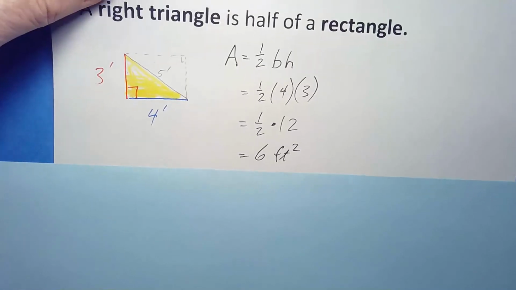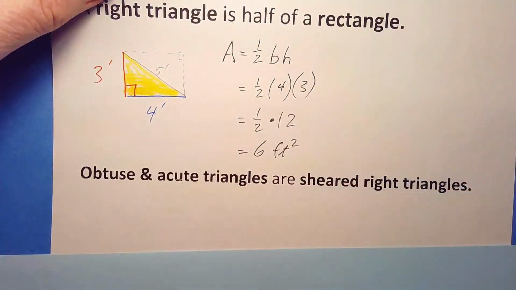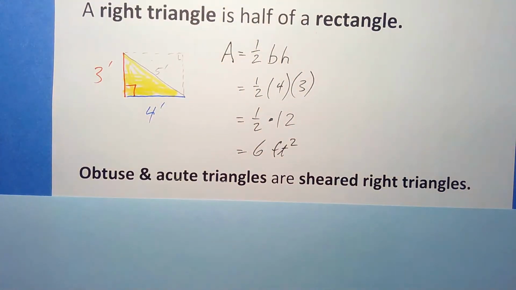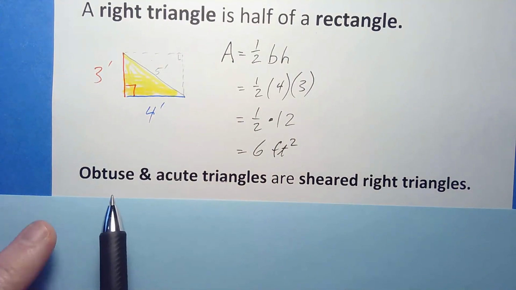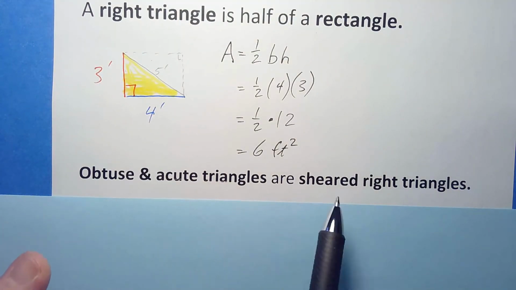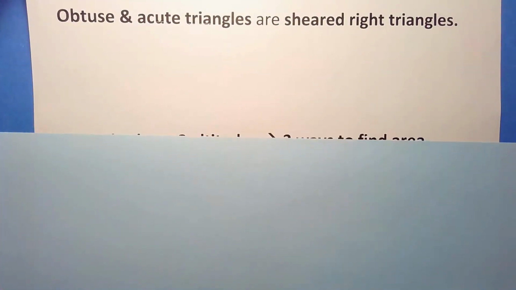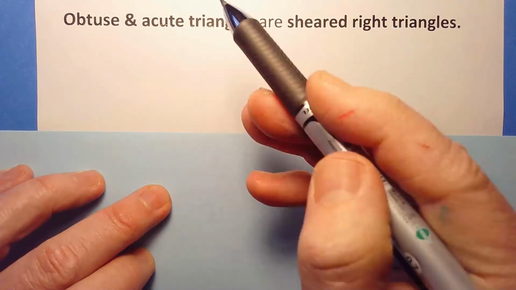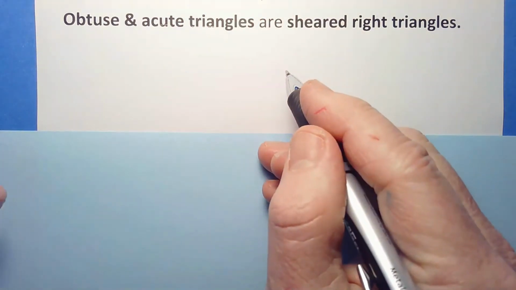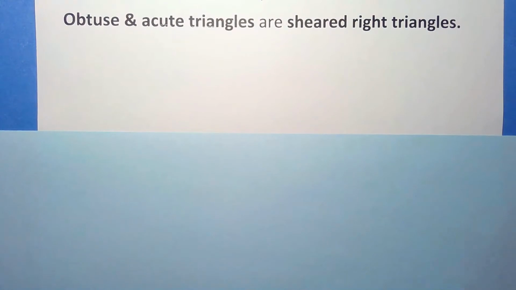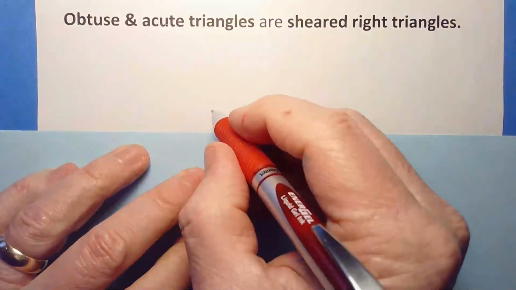Okay. Well, great. But not all triangles are right triangles, are they? Okay. So now let's use the same trick we did with parallelograms and realize that obtuse and acute triangles are sheared right triangles. Okay. So let's draw that picture. Let's do the same thing we did with parallelograms. So I'm going to put a right triangle here in the middle. I'm going to use the same one we did up there a second ago.